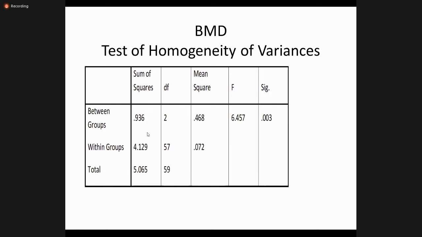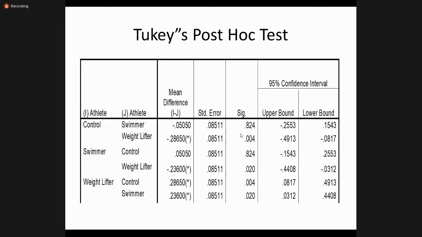So there are sums of squares which show the between groups and the within groups. And here is the F distribution. This is a result. On this basis, you can check whether it is significant or not. It shows it is significant. So testing of homogeneity of variance is applied. Then we ask about the post hoc test, and we click on Tukey's test.